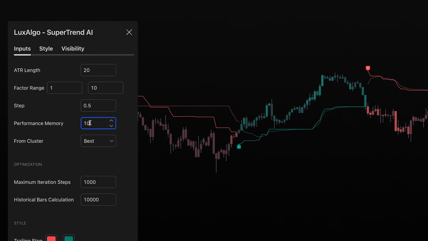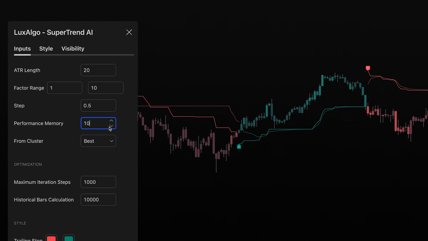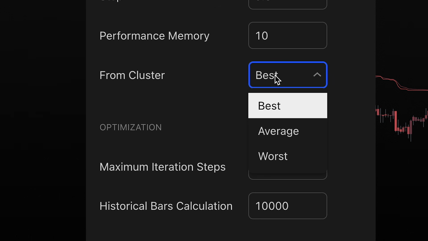Higher performance memory prioritizes current market trends, resulting in quicker adjustments, while lower values stabilize the indicator by favoring long-term patterns, smoothing volatility. The cluster dropdown ties everything together by offering a choice between the best, average, or worst performing clusters. This provides adaptability for different trading strategies.